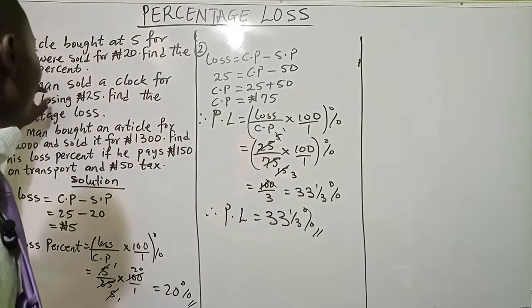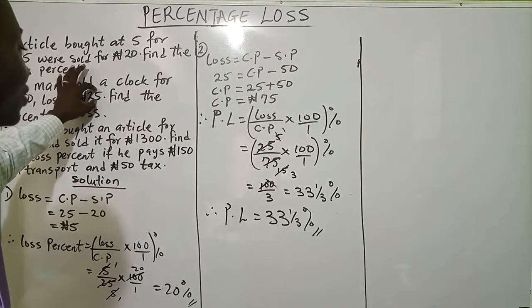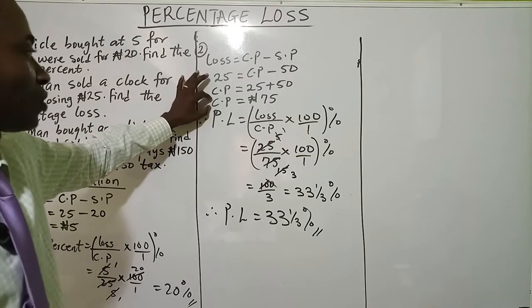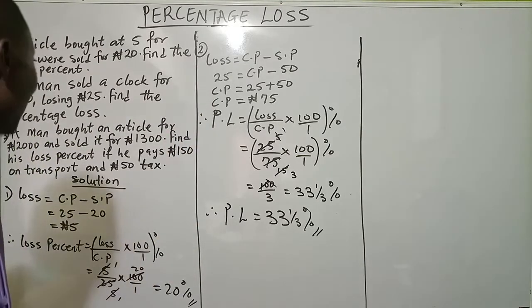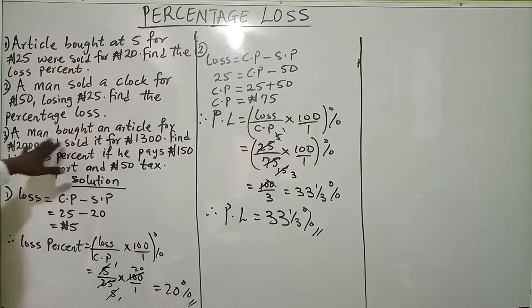But in this question, the loss has been given to us. So all we needed to do was just calculate the cost price. Now we have another question again. A man bought an article for 2,000 naira and sold it for 1,300 naira. Find his loss percent if he pays 150 naira on transport and 50 naira tax.